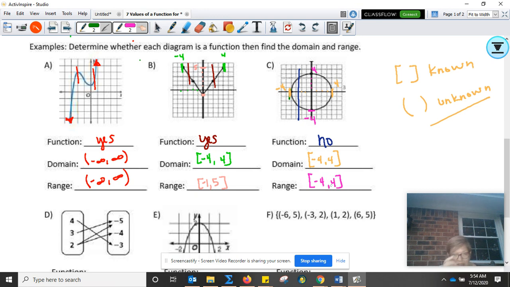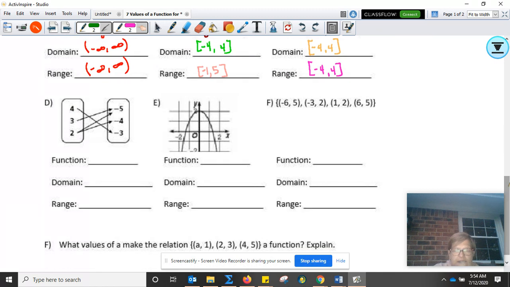All right. Now for a mapping. D is a mapping. Is that a function? No, because there's two lines coming from this two. So it's not a function. All right, so your domain is your x values. So your x values are going to be 2, 3, and 4. I like to put them in numerical order.